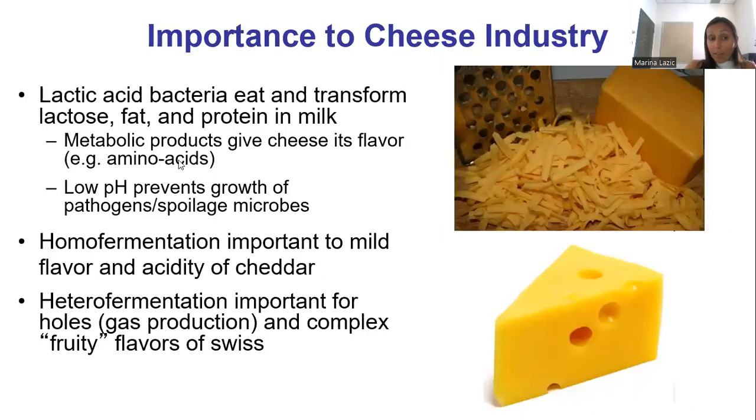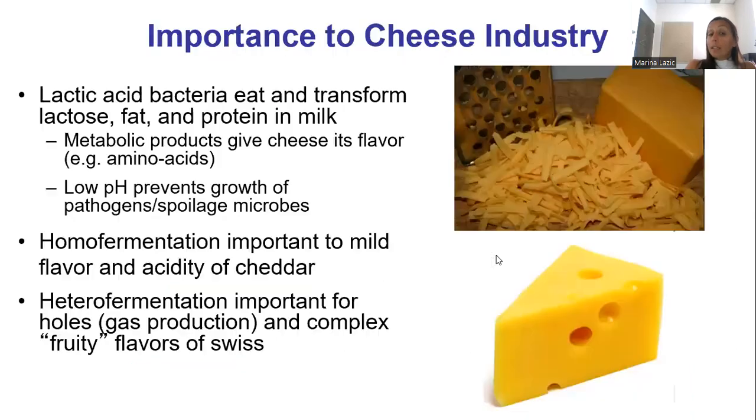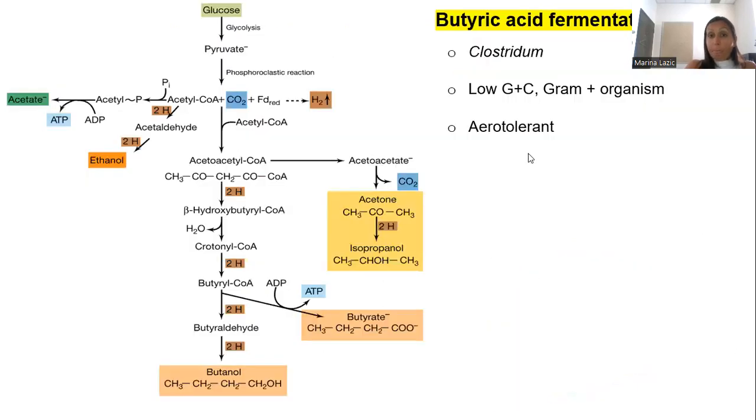These lactic acid bacteria help in the production of cheese and milk products, so they can transform lactose, fat, and protein, and they are actually the ones that give cheese its flavor, because the pH is very low when lactic acid is produced. That prevents growth of other microbes. So homofermentation is important to get the mild flavor and acidity of cheddar cheese. And heterofermentation is important for the holes in cheese, because if you remember, in heterofermentation one of the byproducts is carbon dioxide, and that gas actually creates these holes.